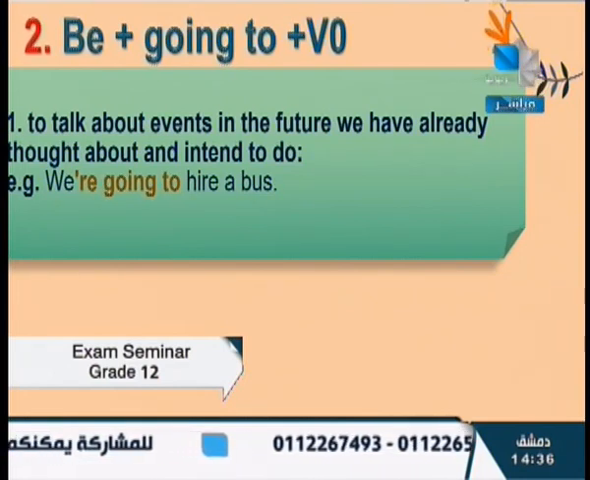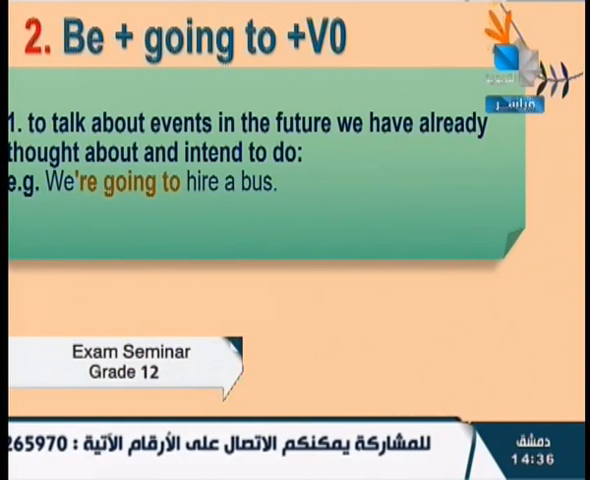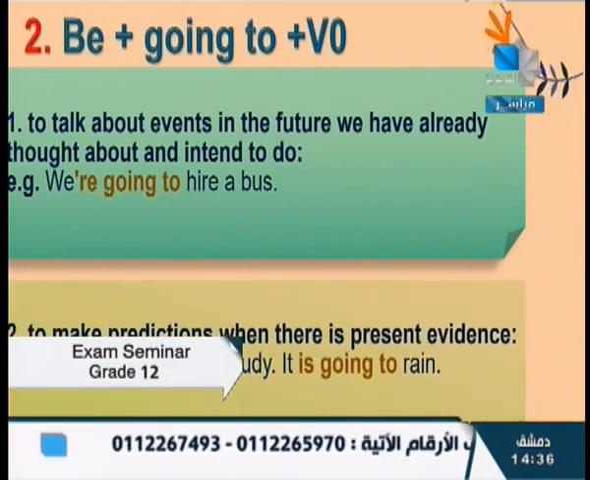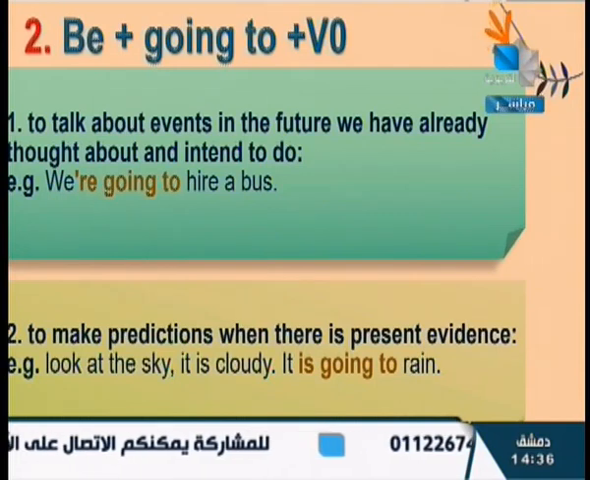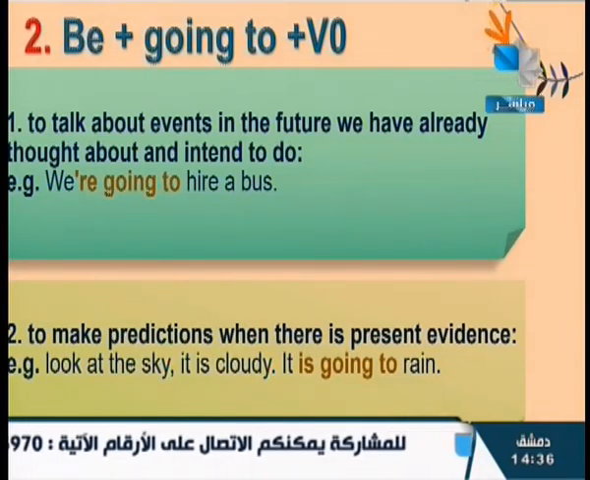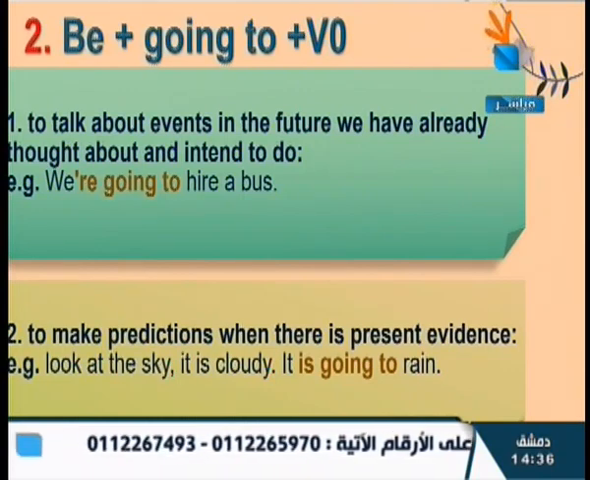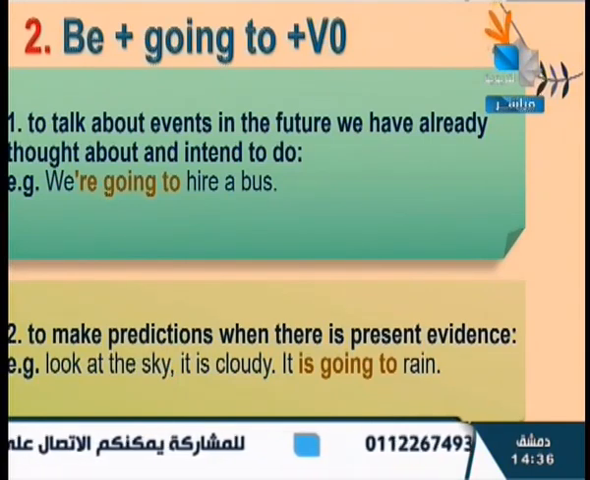We also use the be going to plus the verb 0 to make predictions when there is a present evidence. Here we have an evidence. An example, look at the sky, it's cloudy, it's going to rain. So here we depend on the evidence to use the be going to. So we can say that we use be going to and the 0 form for something we have decided before we speak.